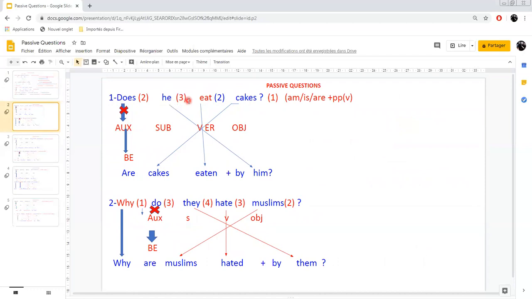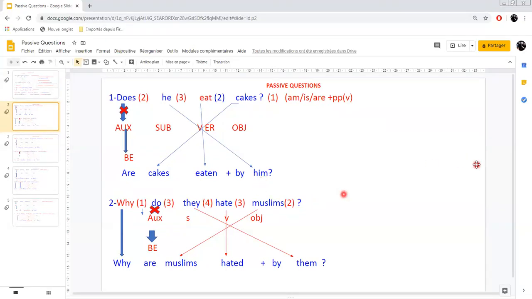Why? Because here it is an active question, sorry, and we've got a verb in the sentence. So that's why we use to do. In the passive, we deal with the auxiliary to be. So you should be very careful. So cakes is plural, then we say are, the past participle of your verb, eaten, and then your agent, of course. So we say, are cakes eaten by him?